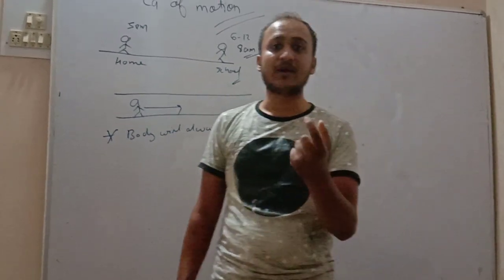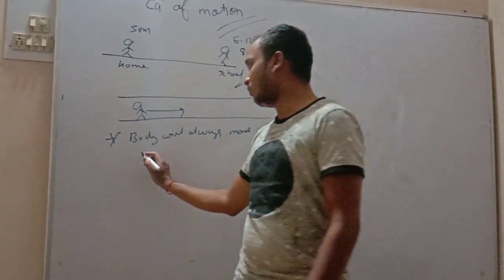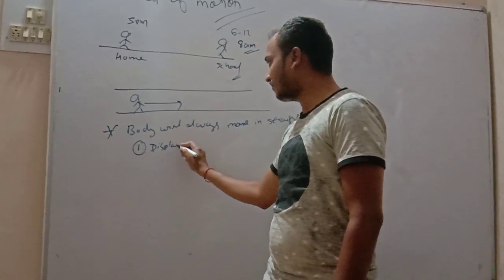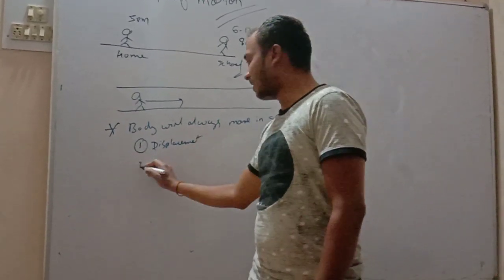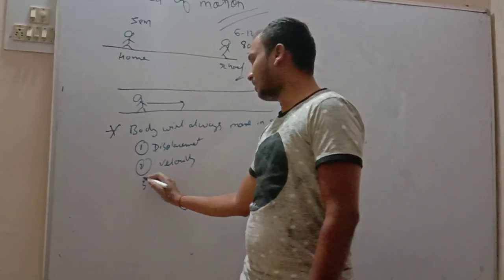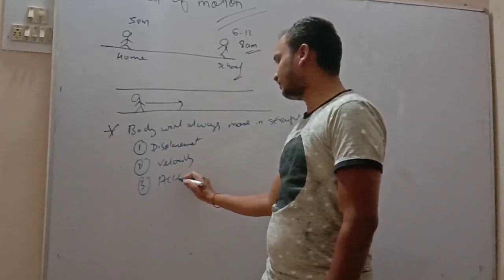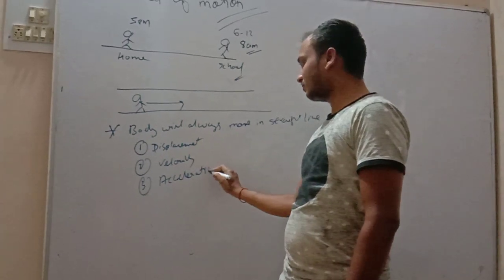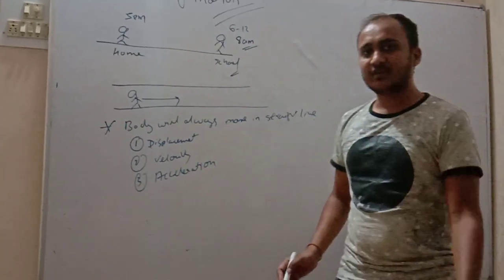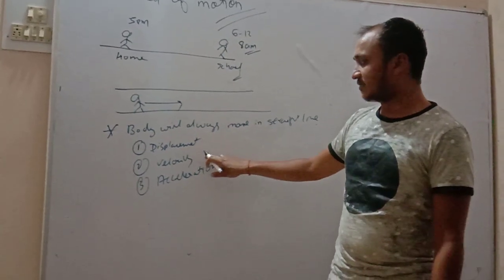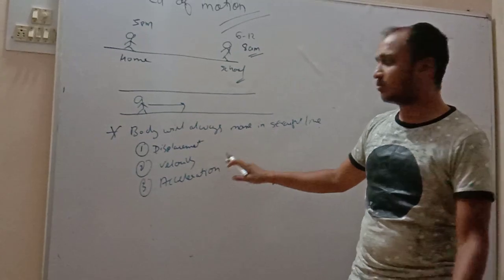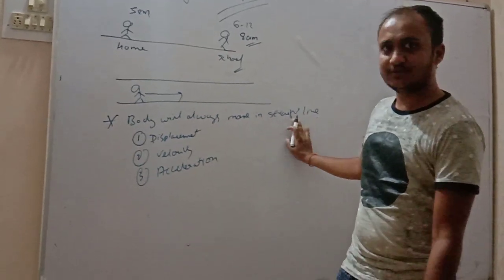So friends, when the body moves in a straight line, we can predict its motion. And by motion, what we mean is that we can predict its displacement, its velocity, its acceleration. At any time we can predict the body's displacement, velocity and acceleration, because the body is forced to move in a straight line.